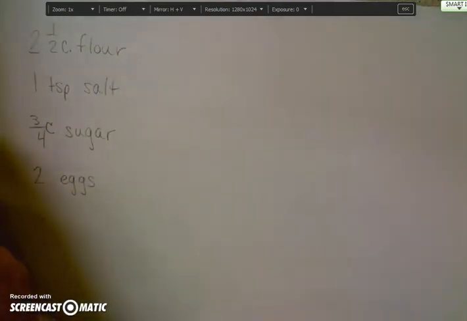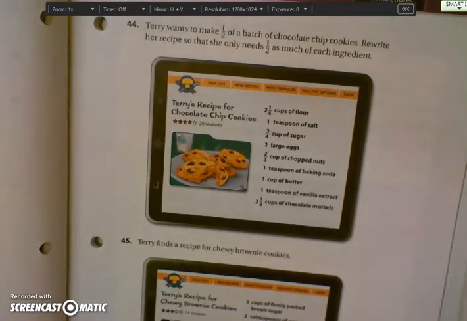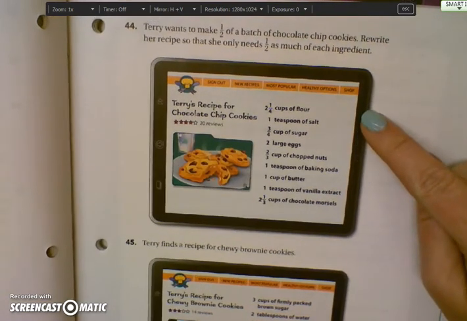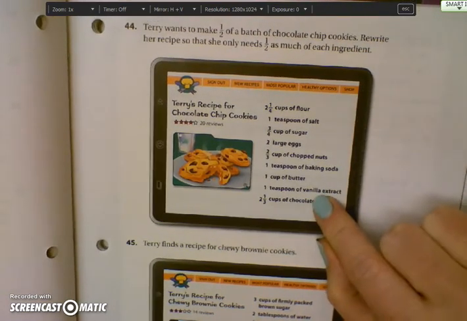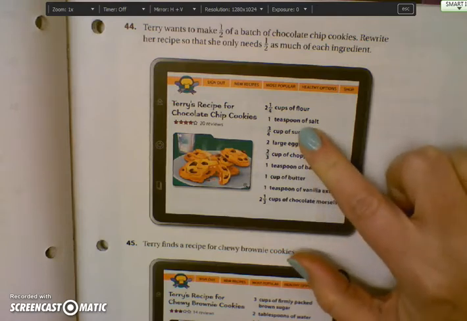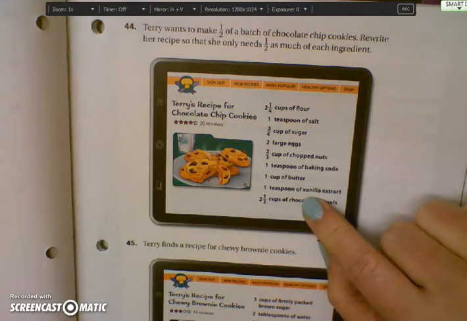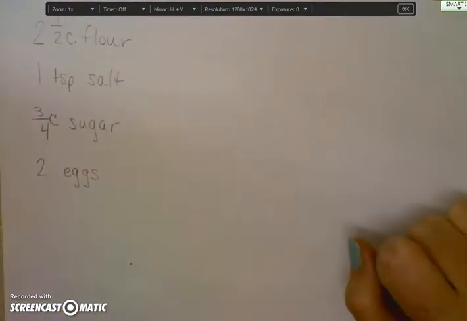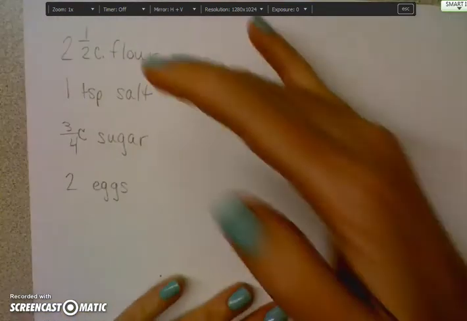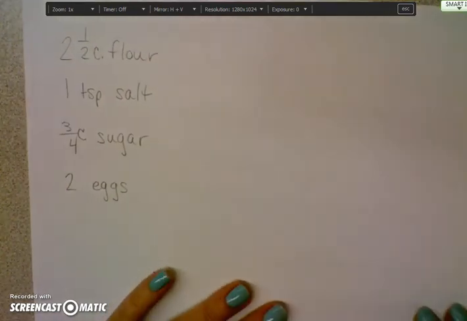Hi guys, I wanted to share my strategy with you for Terry's chocolate chip cookie recipe. The previous question asked you to take this recipe and figure out what we would need for half of a batch. So we needed to take all those ingredients and cut them in half. I'm just going to share my thoughts about how I approach the problem and do a couple of the ingredients, not necessarily the whole thing.